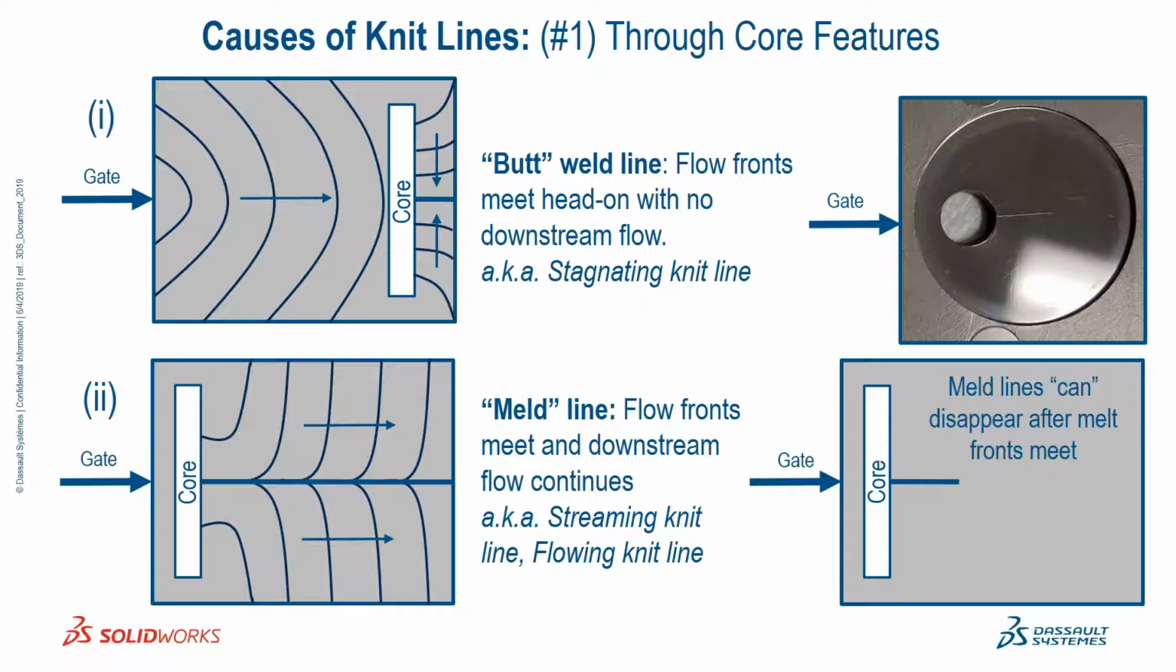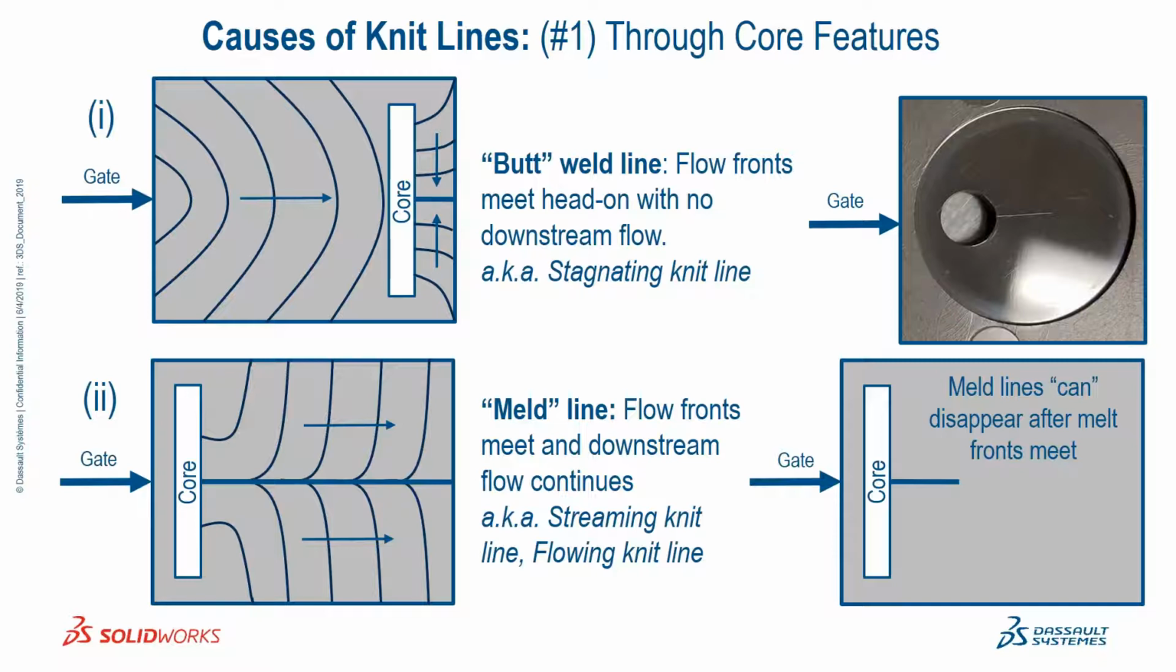A meld line or a streaming weld, which you would see in the bottom left-hand corner, is a knit line where the flow fronts meet and then flow continues in the downstream direction. And this typically is less severe in terms of visual appearance, strength, and chemical resistance than the butt weld.